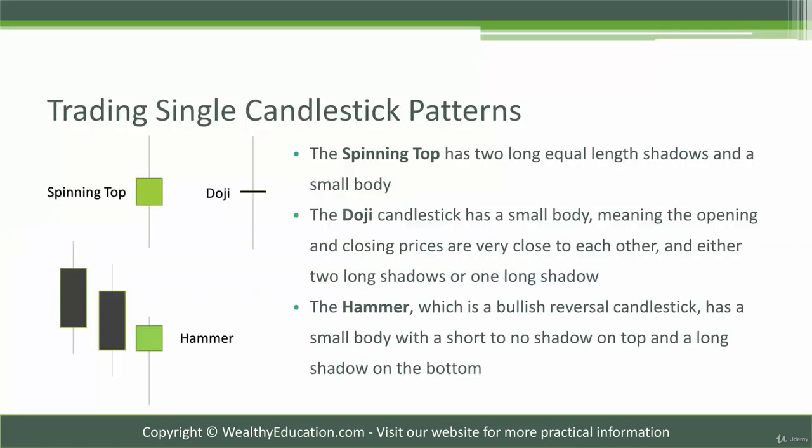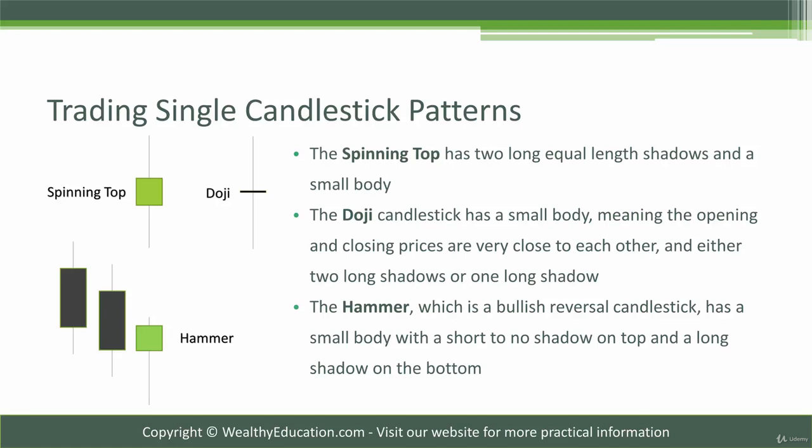The single candlestick patterns we're going to discuss today are all trend reversal candlesticks. The first one is the spinning top. It has a long, equal length shadow on each side and a small body. The doji candlestick has a small body, meaning the opening and closing prices are very close to each other. So the body is almost a line, a horizontal line by itself, and then either two long shadows or one long shadow. And then the hammer is a bullish reversal candlestick that reverses a prior bear trend.